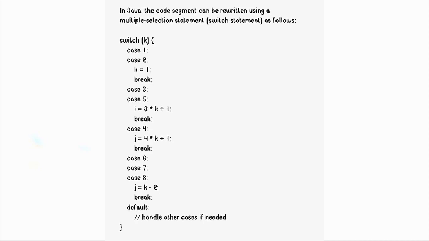This expression is evaluated, and the value of key is used to determine which case to execute. In the first case 1 and case 2, if the value of key is either 1 or 2, the code inside the case block will be executed. In this case, k is assigned the value 1.